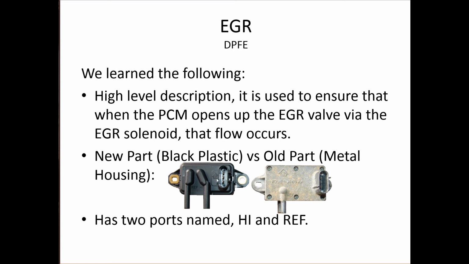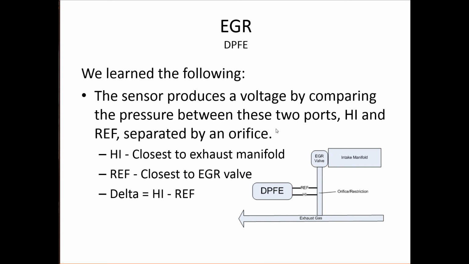And I just wanted to show, on his truck, it was the old aluminum casing DPFE. He couldn't find one, they don't make those anymore, so we went with a plastic one. And you can't tell here, but there's actually 2 ports here and 2 ports here. And it has 2 ports, and they're named high and ref. So what it does is, I made a rudimentary diagram here.